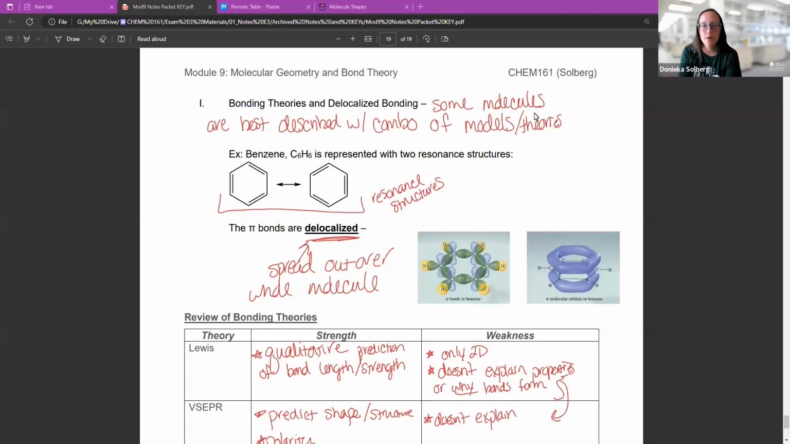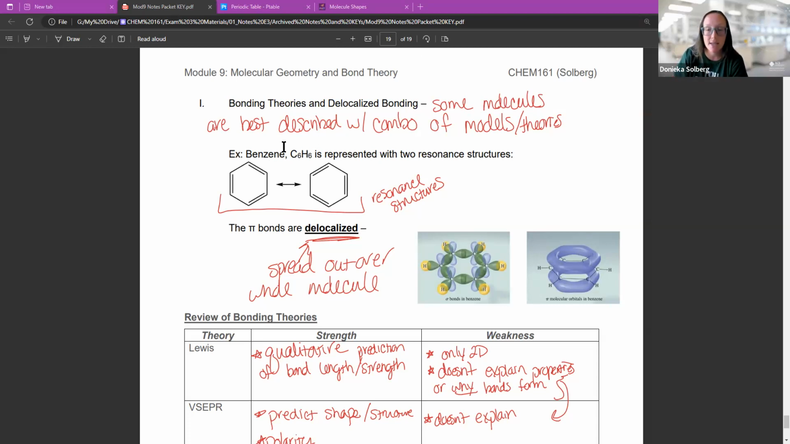All right, the last little part here is going to be kind of a recap of all of the bonding theories and sometimes why we need more than one to explain what we see. So bonding theories and delocalized bonding. Some molecules are best described with a combination of models and theories.